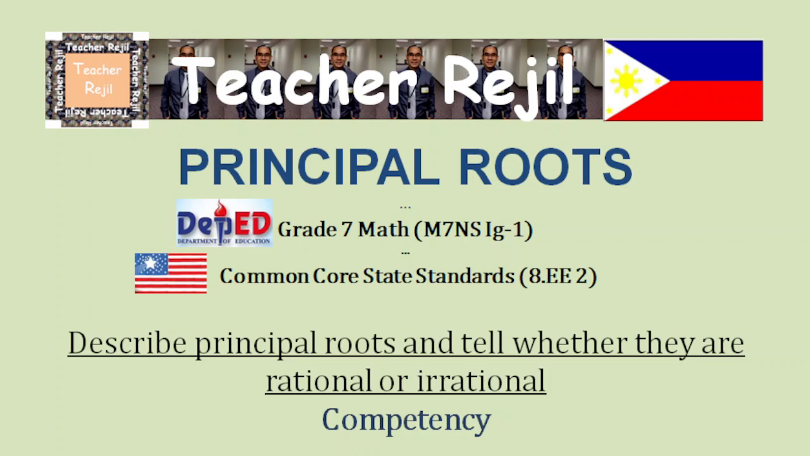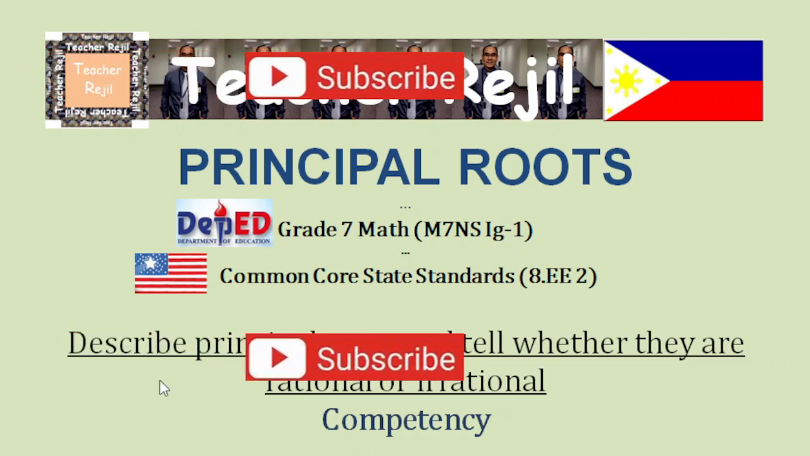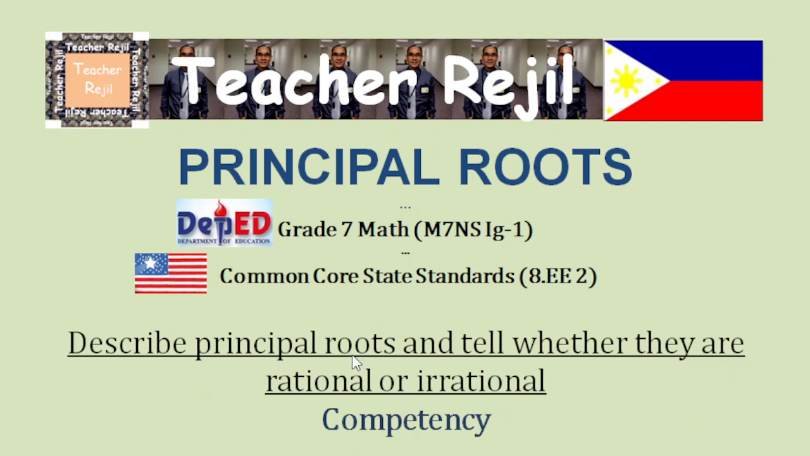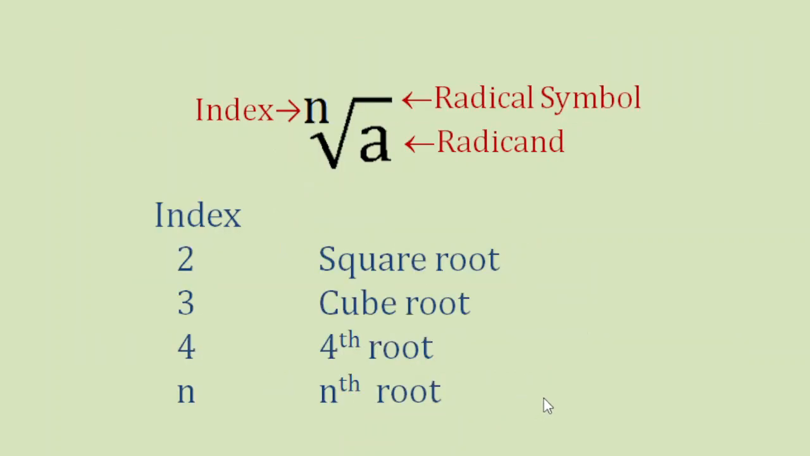In this video, we are going to address the competency: describe principal roots and tell whether they are rational or irrational. First, we are going to name the parts of a radical. This one here is the radical symbol, and this letter A, which is under the radical symbol, is called the radicand. And this small letter n at the upper left of the radical symbol is the index.